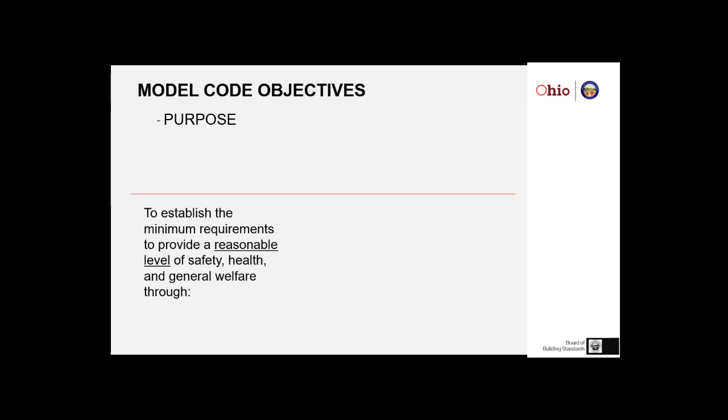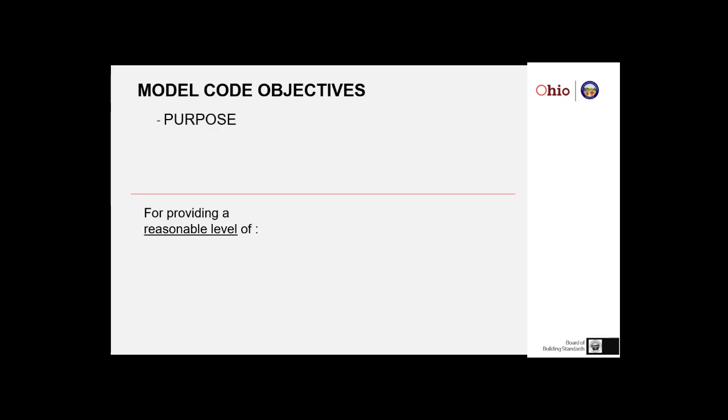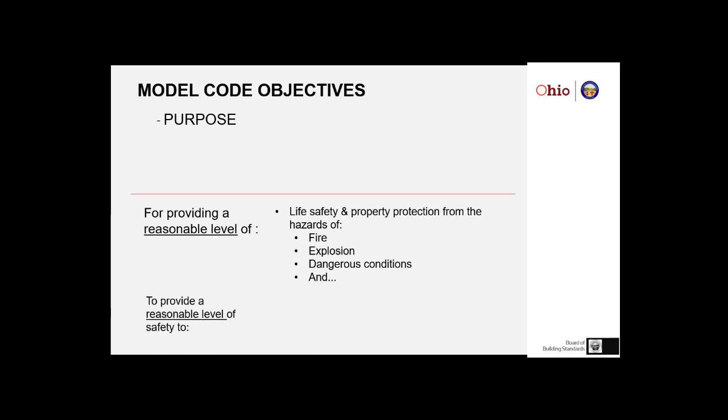The model codes are intended to establish minimum requirements that provide a reasonable level of safety, health, and general welfare through structural strength, means of egress, stability, sanitation, light, ventilation, energy conservation, and to provide a reasonable level of life safety and property protection from the hazards of fire, explosion, dangerous conditions, and to provide a reasonable level of safety to firefighters and emergency responders during emergency operations. So that's quite a mouthful, but the model code objectives seem to be very consistent with the building hazards that we've just identified.